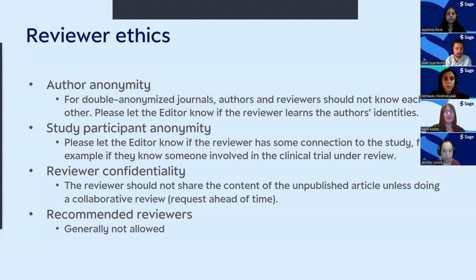If the reviewer learns the authors' identities when reviewing for a double anonymized journal, for example, if the manuscript wasn't fully anonymized, then the reviewer should let the editor know right away. Definitely mention if learning the authors' identities raises a particular conflict of interest for the reviewer. Importantly, even if the journal operates a single anonymized review process, the reviewer should under no circumstances contact the authors directly. All correspondence should be handled by the journal editor.